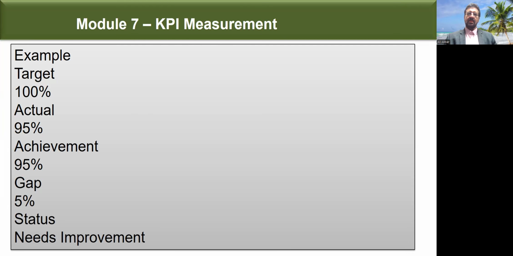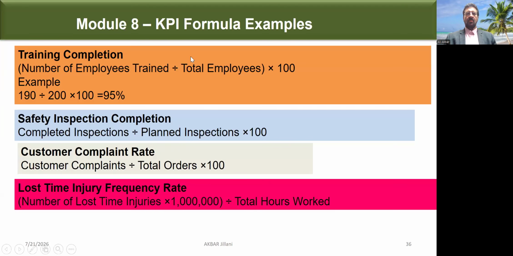So our target was 100, but we got only 95%. So there is a gap of 5. Now the formula, module number 8. In this very interesting module, we will be able to understand the KPI formula. Now we are taking some examples.